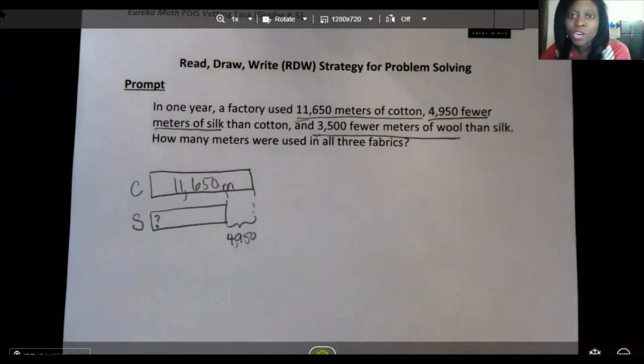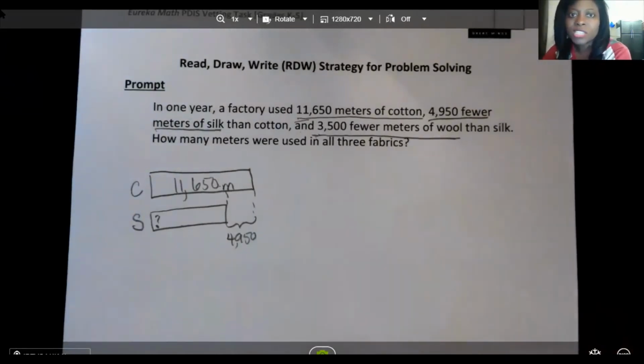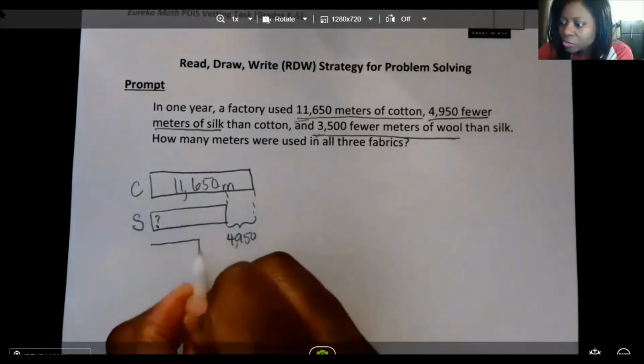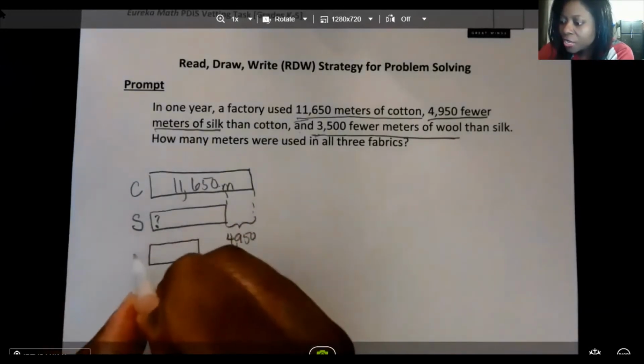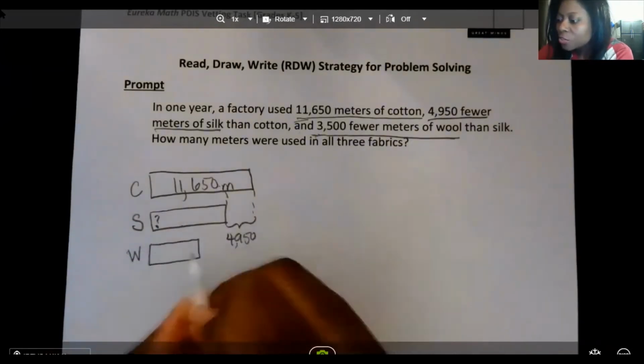Now, I want to confirm. I asked you guys a question earlier, what kind of problem this was, and you said a subtraction problem. You said that it was a comparison problem. I have one more question, and then I'll confirm. So let me go ahead and draw this. I'm going to draw my tape diagram, because this is what we said in the chat that we could draw. That represents wool. I have to be sure that I label it.